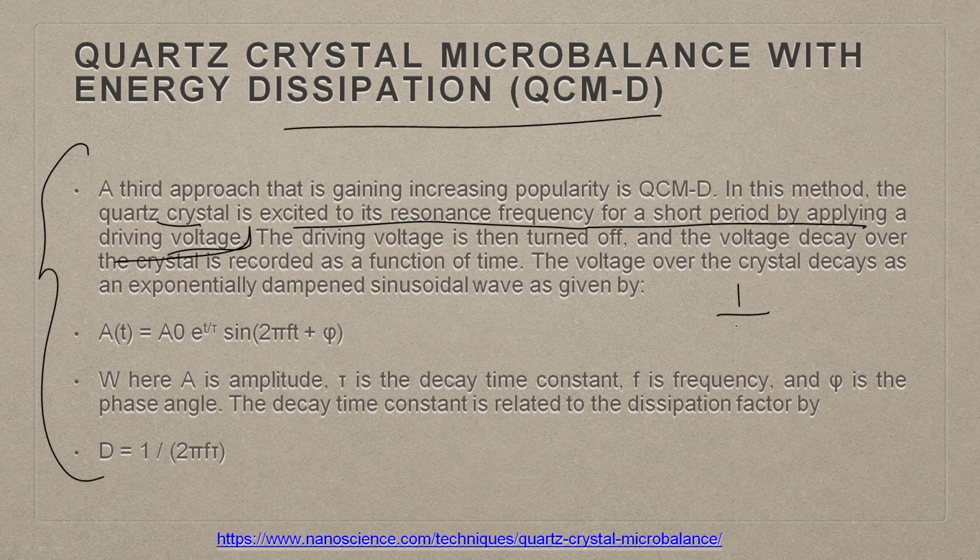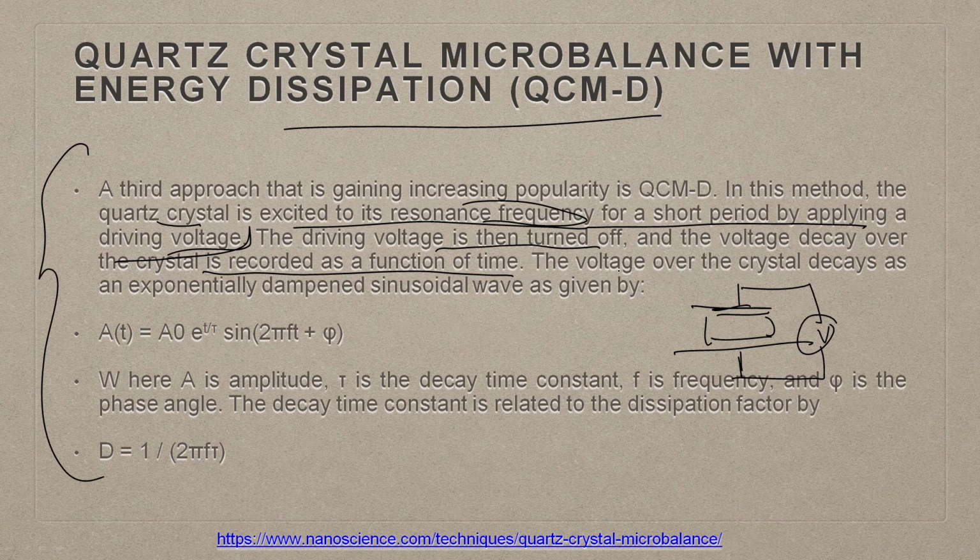So, here you have the crystal, you have the electrode, and it is excited with a resonant frequency for a short period by applying a voltage across it. So, you are applying a voltage across it and it is resonating. The driving voltage is then turned off and the voltage decay over the crystal is recorded as a function of time.